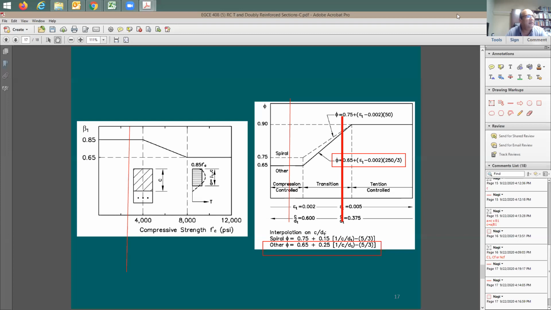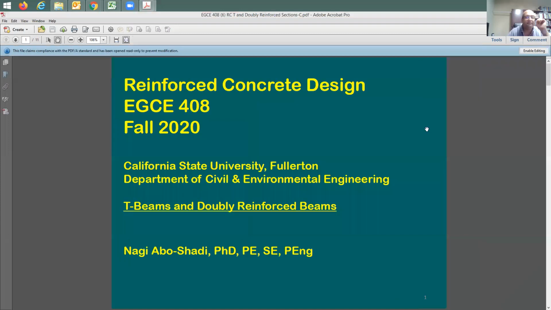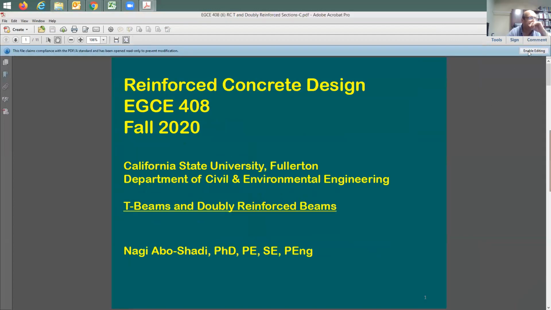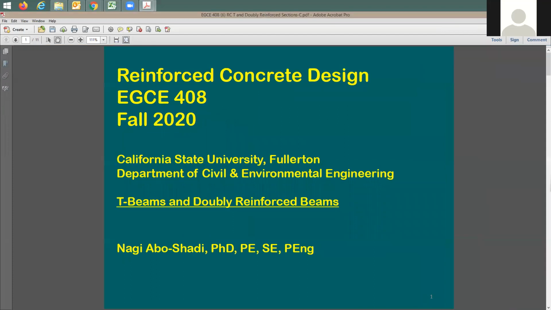All right. Now I'm gonna go here to slide set number 6. So are we good with slide set number 5? Yeah. We're done with it. These sections are okay. All right. Slide number 6. What happened here? We're gonna have compression reinforcement on the top of the beam.